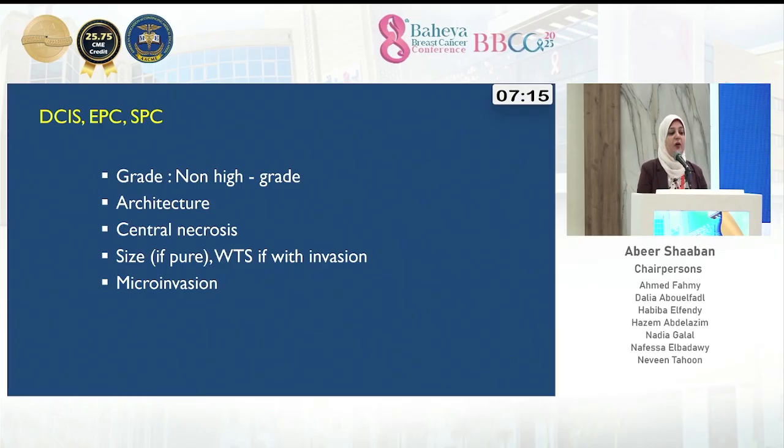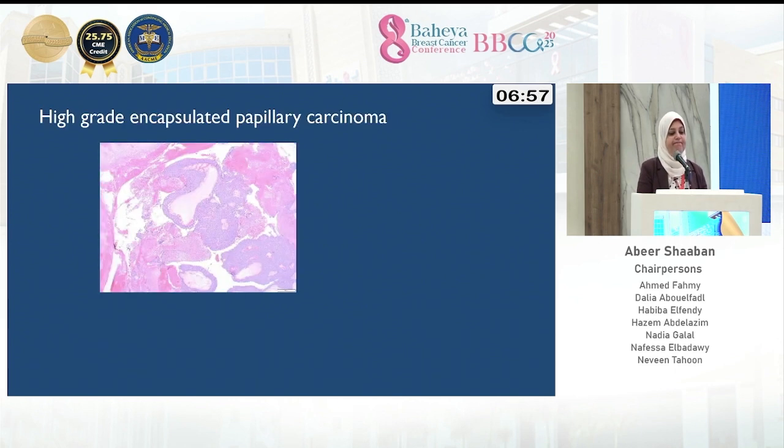So if you have DCIS, encapsulated papillary or solid papillary carcinoma, the grade is non-high grade. By definition, it's low or intermediate grade. Look at the architecture, look for the presence of necrosis, look for microinvasion or invasive disease. There are some very rare examples of lesions that look like encapsulated papillary carcinoma but are high grade. You will come across them, not common, but you will see these, like this example.